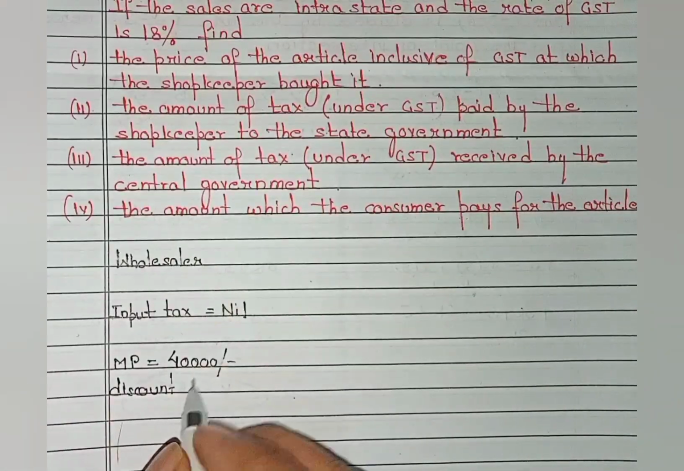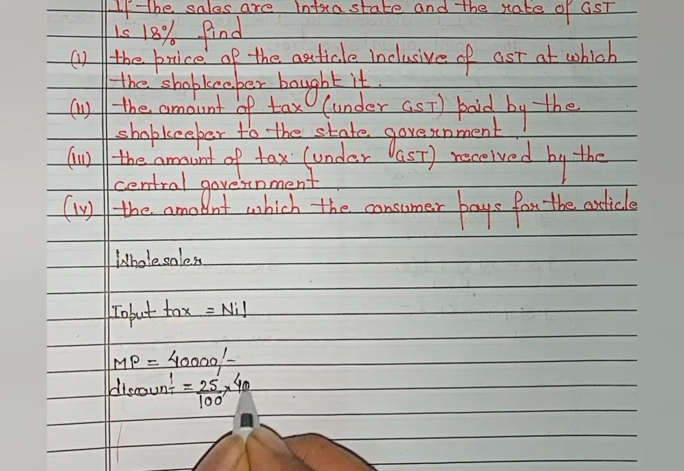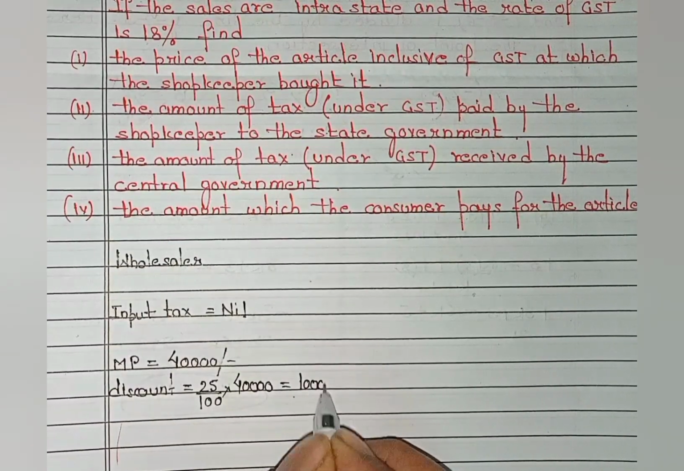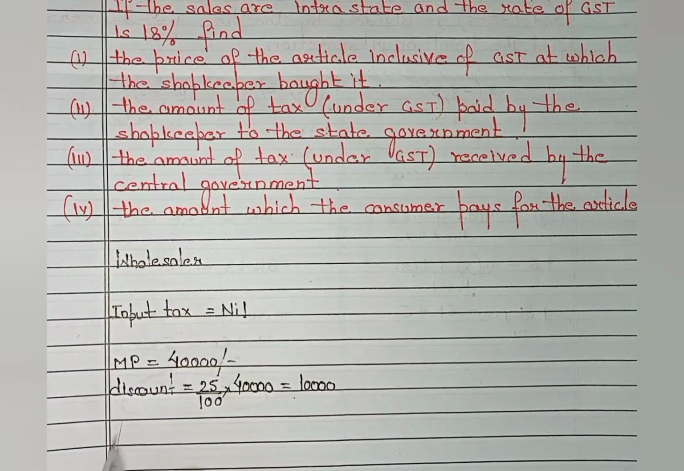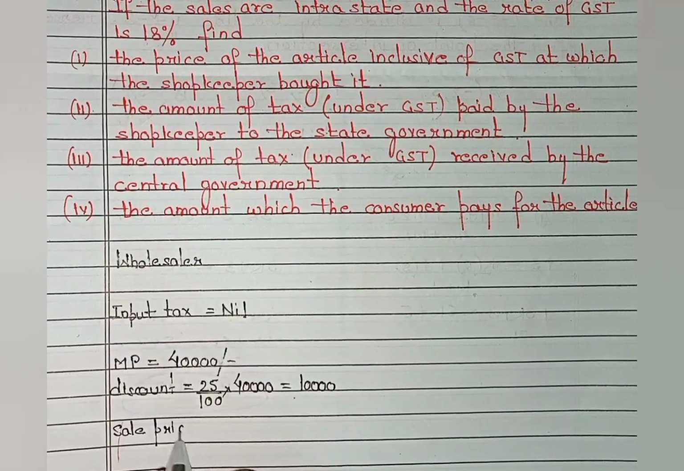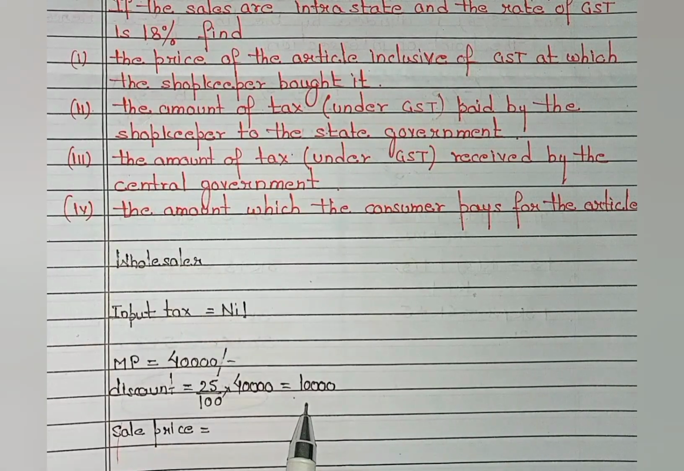Wholesaler is giving a discount of 25%. So let us calculate the discount. The discount offered is 10,000. So from here we can get the sale price. At what price did he sell the article? The printed price was 40,000. He gave a discount of 10,000, so the sale price is rupees 30,000.